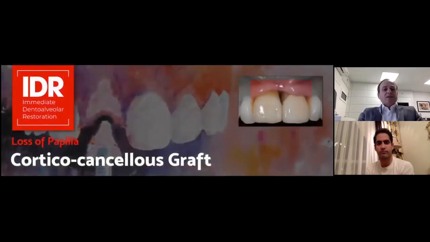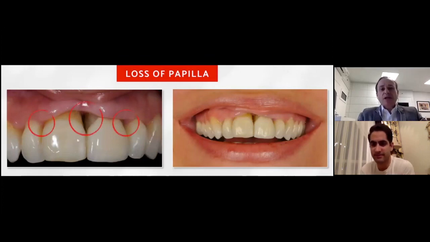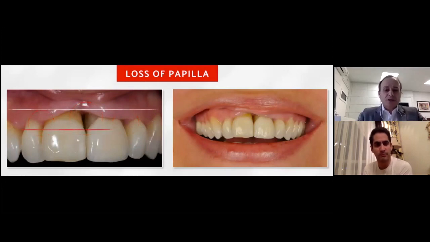How about a case where the patient lost the papilla? This case was a big challenge for us. This patient completely lost the papilla between the central incisors, and the papilla was partially lost between the central and the lateral incisor. Of course, there is no crestal bone in between these two teeth. And we have a huge difference between the current gingival architecture and the original one.